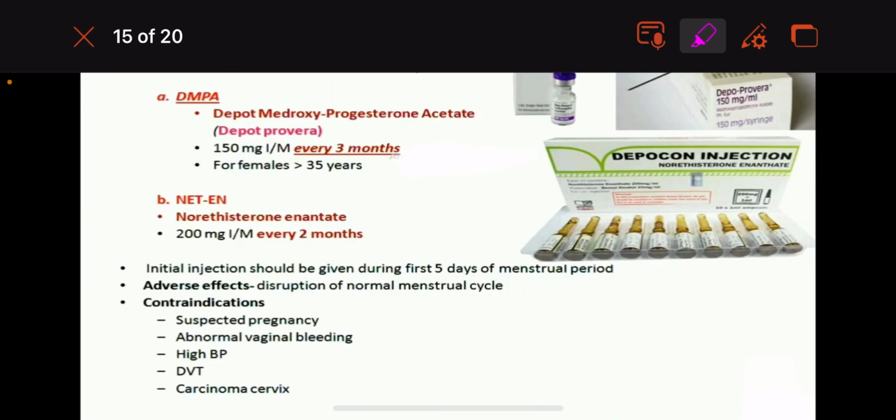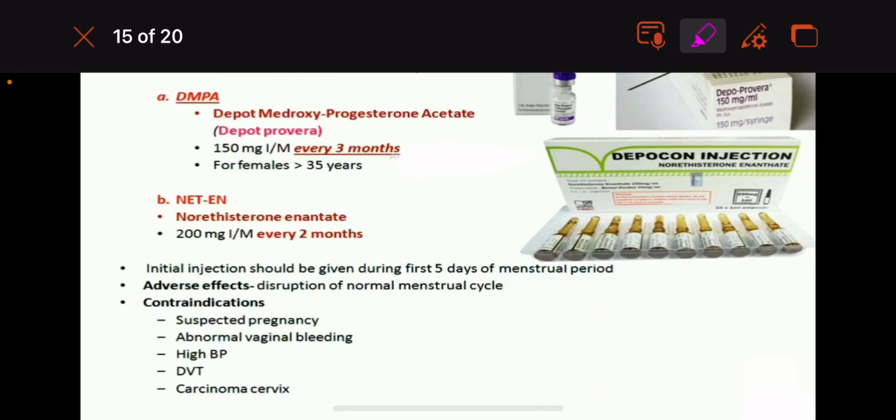Next, the initial injection should be given during the first 5 days of the menstrual period. The adverse effect is disruption of the normal menstrual cycle.